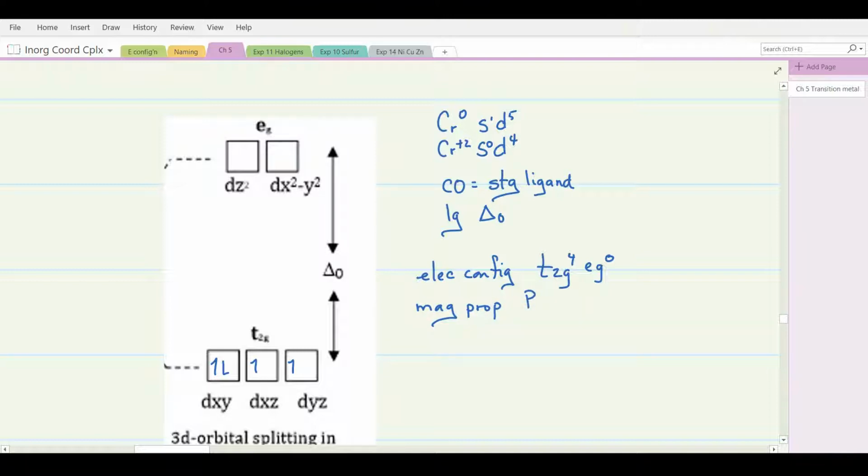Its spin state, well, would be a low spin state. And the number of unpaired electrons, not asked in this question, but I'm asking it, the number of unpaired electrons in this case is 2.